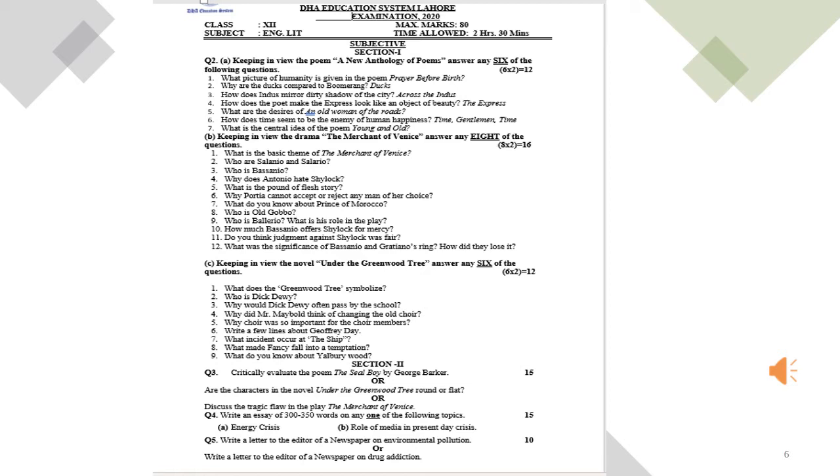Question number 5 is about letter writing. 2 topics will be assigned to you. This question carries 10 marks. If you are going to write a good letter following the format or the structure of the letter writing, then you can score 7 or 8 out of 10.